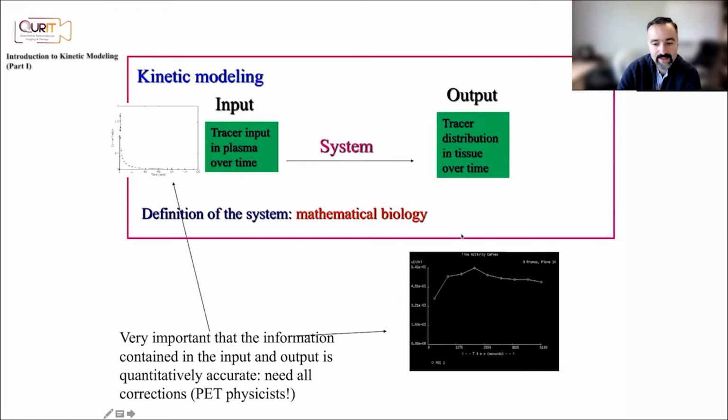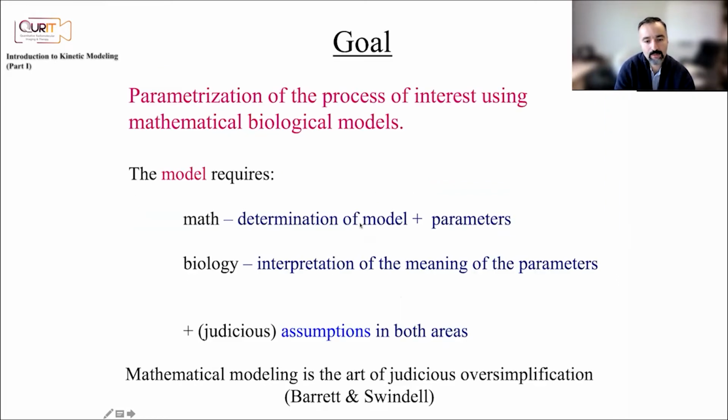and of course the assumption here is that these are quantitative information. We've talked extensively in the past about how to create quantitative images. Once everything is reliable and quantitative, from that, using mathematical biology, you might be able to estimate the system parameters. So the goal is to parameterize the process of interest using mathematical biological models. The model requires math, which determines the model, the parameters, and some biology that provides interpretation of the meaning of the parameters, and some kind of assumptions, right?